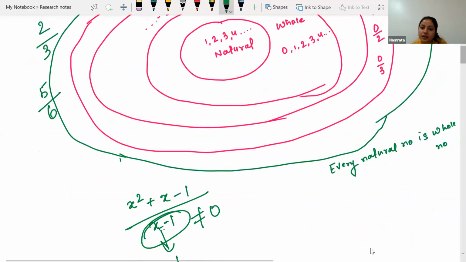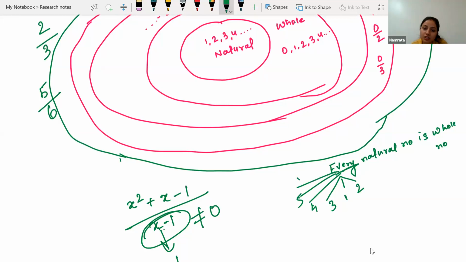But can I say that every natural number, 1, 2, 3, 4, 5, 6, all are whole numbers? Can I say? Yes, ma'am. Are you getting the idea? Yes, sir. It is true.